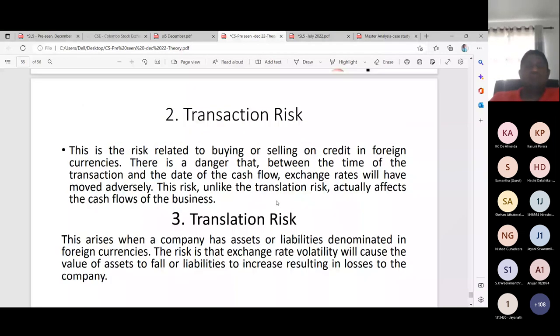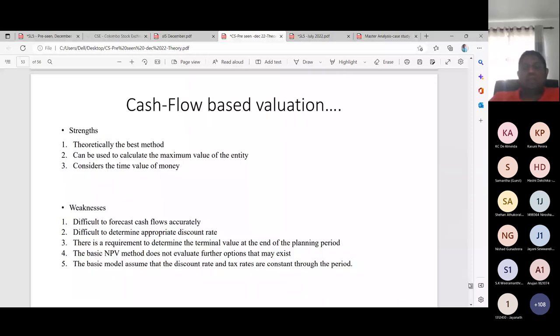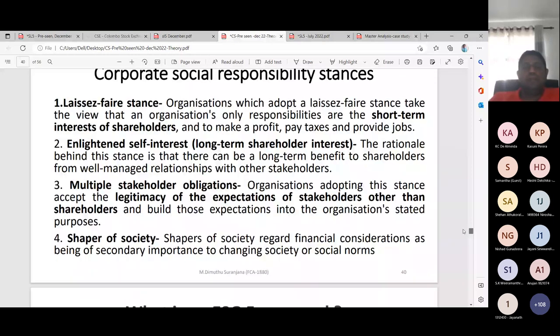Transaction risk, especially in Sri Lanka. People are talking about the depreciation of the rupee value. Right? It may be favorable for exporters. Then translation risk arises if you have some foreign assets and liabilities. So that's another part I think you have to carefully look at here, right?